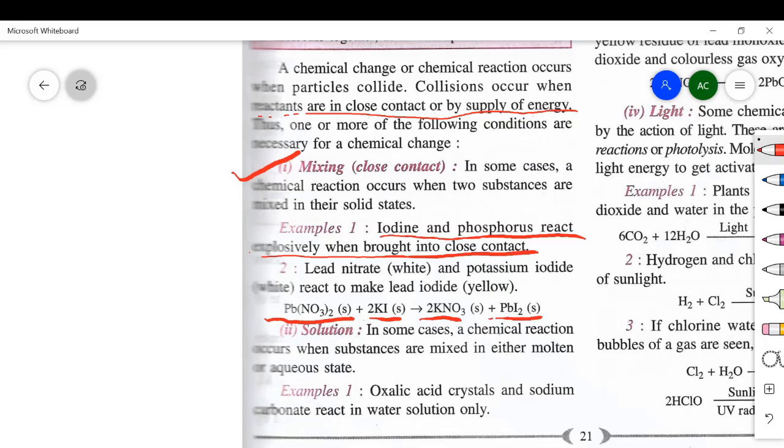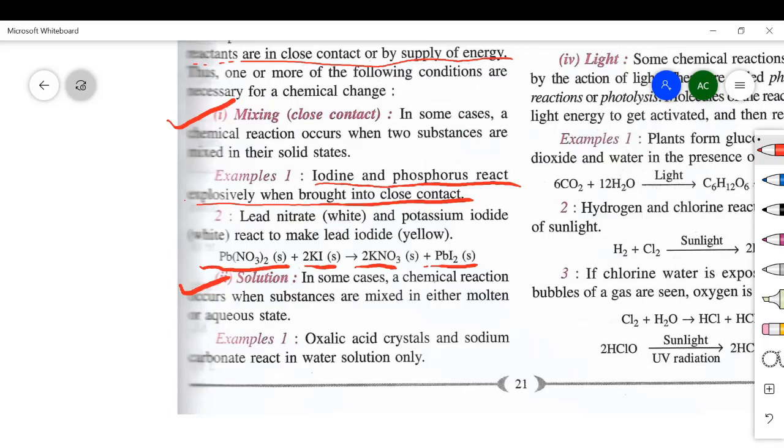So that was mixing. Now the second condition is solution. That means they will not react when they are in their solid states. You have to bring them into solution form, either by melting them or by adding water to them, that is, by making them aqueous. We'll see the example here. Oxalic acid will react with sodium carbonate, and this will give you sodium oxalate, water and carbon dioxide.